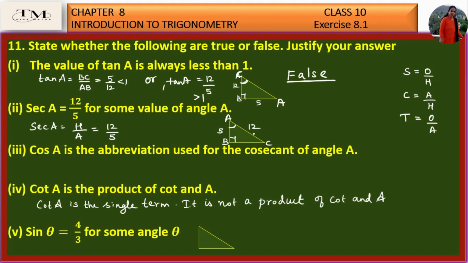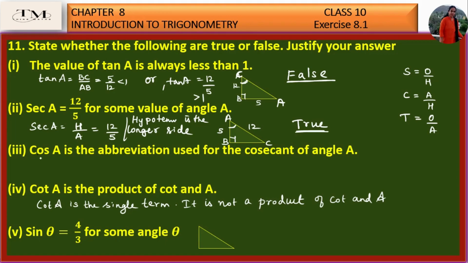So is it true or not? In a right angle triangle, the hypotenuse is the longer side. So if you check here, we get hypotenuse is equal to 12. The hypotenuse is longer, so the other two sides, adjacent side and opposite side, will be less than the hypotenuse. This relation is satisfied by 12 by 5. So secant A equal to 12 by 5 is correct. So this is true.